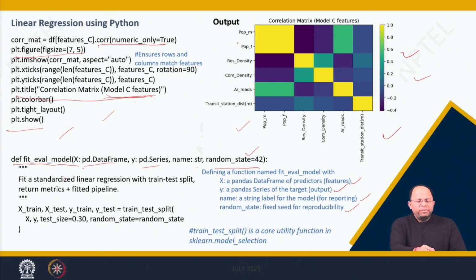So what we are doing is fitting a standardized linear model with train test split, returning metrics, and a fitted pipeline. We will come to the concept of pipeline after this. We are using train test split to split the data into 70 and 30%, and again the random state is 42, which we are passing from over here.